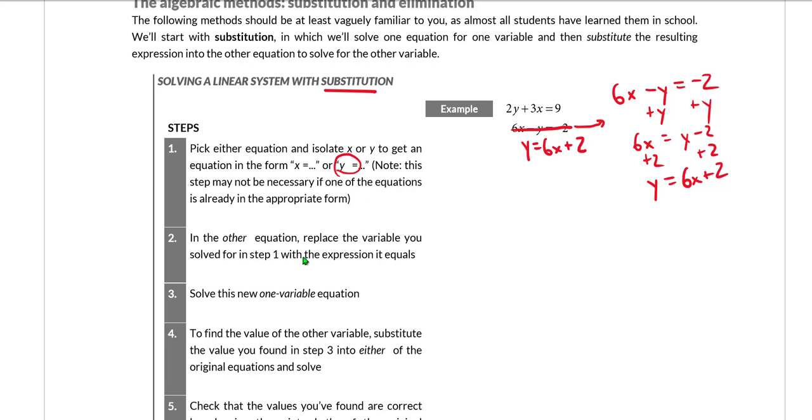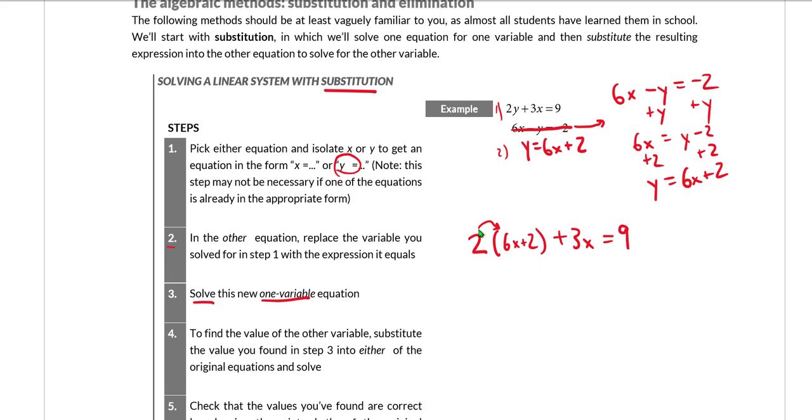This is step 2. In the other equation, we are going to replace y, the variable that we solved for in step 1, with 6x plus 2. So in the first equation, I'm going to substitute, that's why this method is called substitution, for y the 6x plus 2 expression that I just found in step 1. And now I have an equation with only one variable that I can solve for, the value of that variable x.